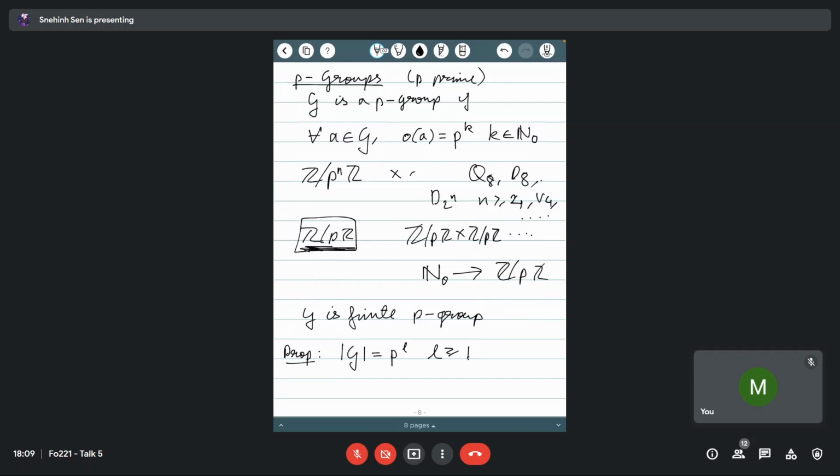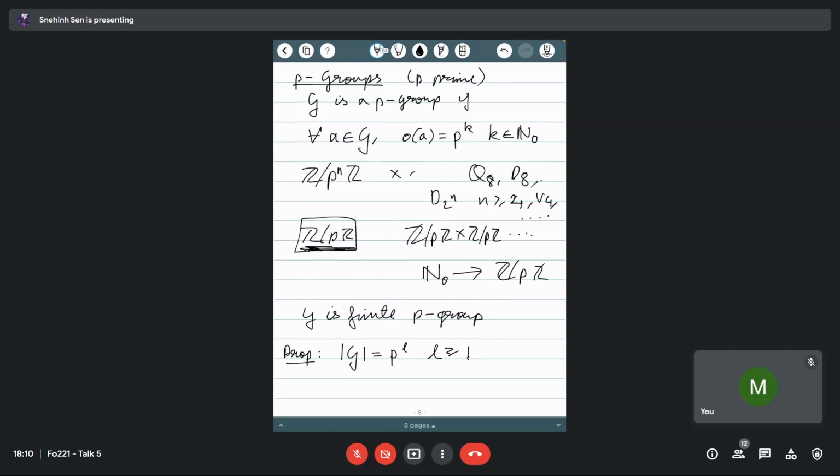So if G has order P to the power L, all the subgroups of G will have order dividing the order of G. Perfect. The only divisors of P to the power L are powers of P. So if I take any element, then the order of the cyclic subgroup would be equal to the order of the element. The order of each element is a power of P, smaller than L. Perfect.